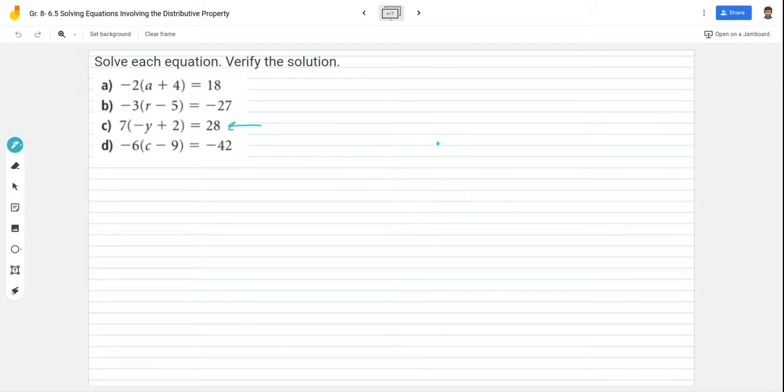Wrapping up our solving equations involving the distributive property, based on our discussion from yesterday, I had you finish up with questions C and D to do on your own. So here's the steps you would take.